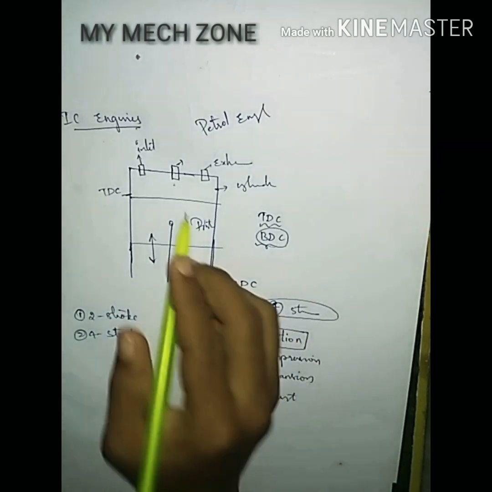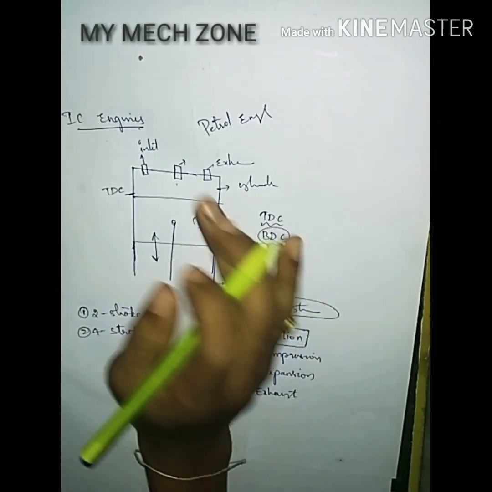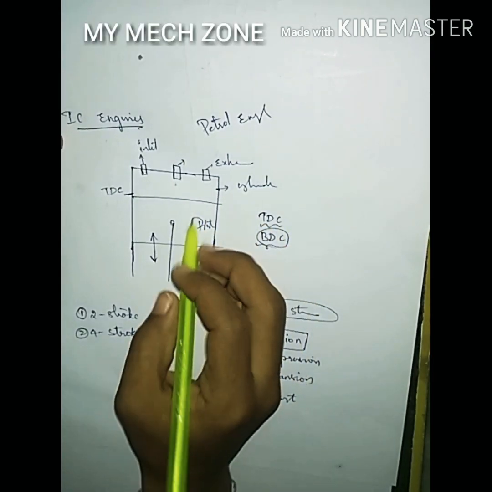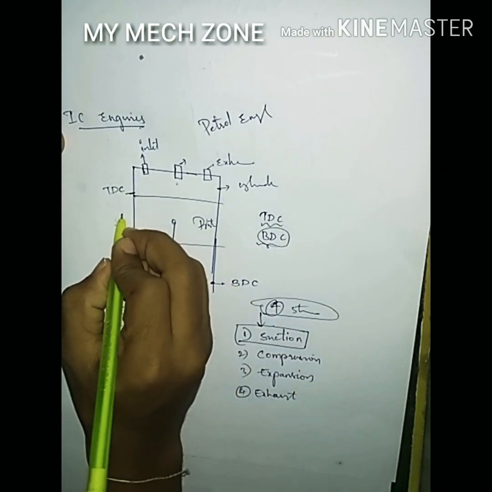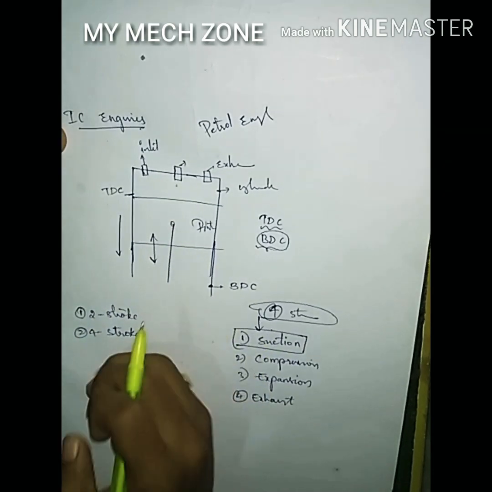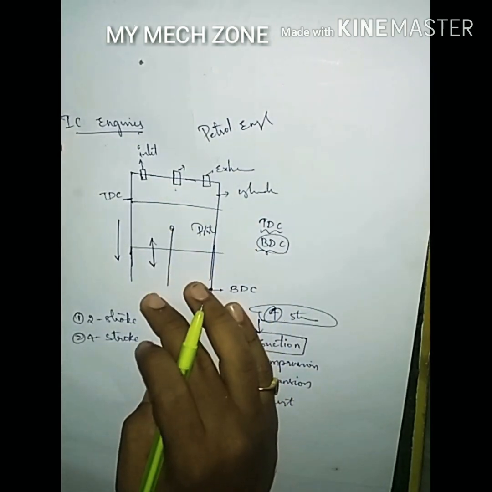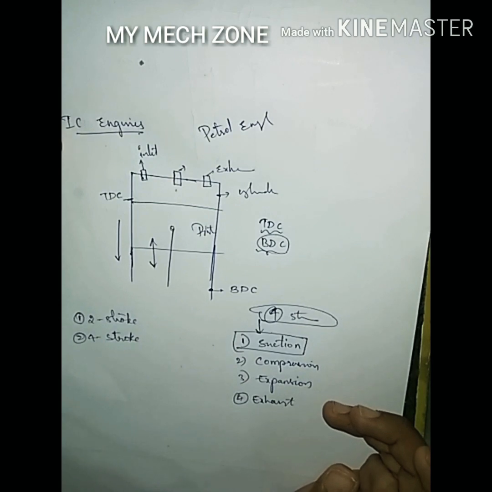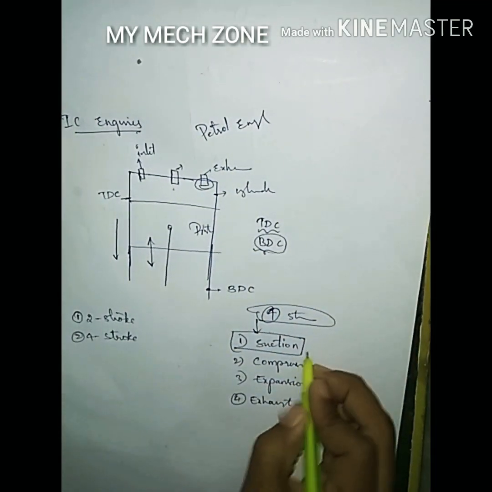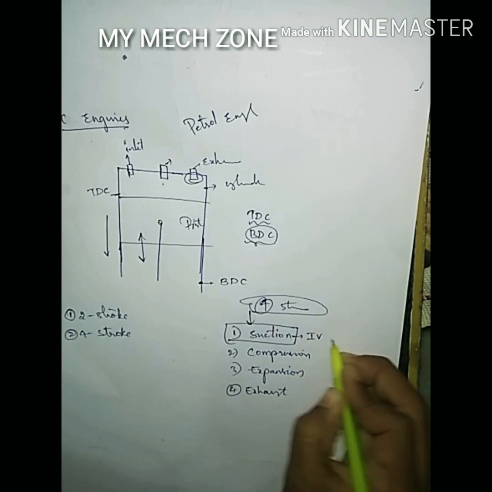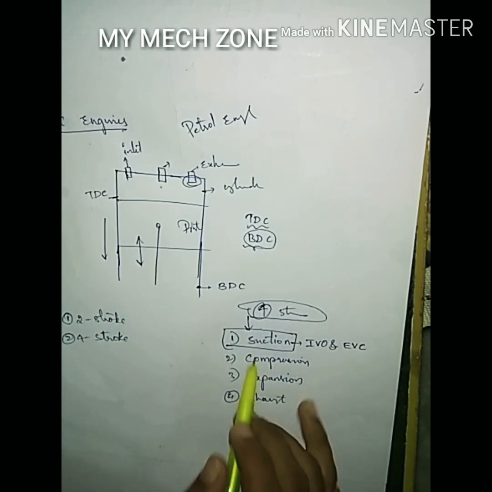First one is suction. Assume a piston and cylinder, and this is the inlet, this is the outlet, meaning exhaust. In this diagram, during suction the piston goes down in order to suck the air-fuel mixture from the carburetor. What happens during the suction stroke? The inlet valve opens and the exhaust valve closes. Fine. This is the case in the suction stroke.